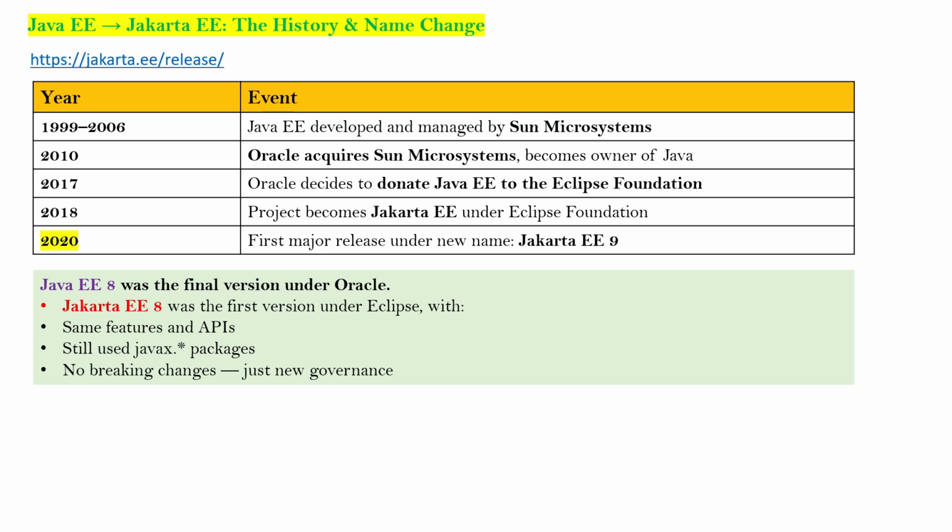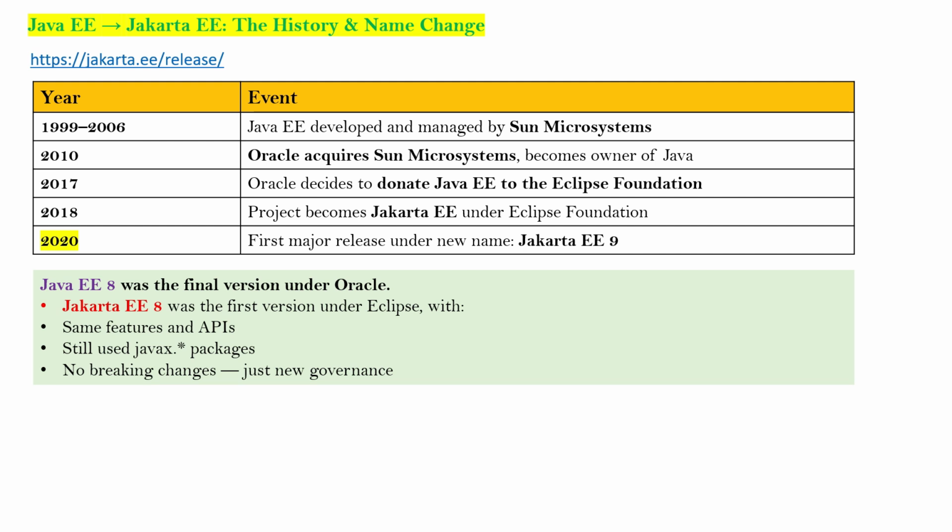That means from 2010 till 2017, Java Enterprise Edition, which is a set of specifications for developing enterprise applications, was completely owned by Oracle. But in 2017, they decided to donate it to the Eclipse Foundation, which is an open source foundation. Then in 2018, after donating Java Enterprise Edition to the Eclipse Foundation, it was renamed to Jakarta Enterprise Edition under the Eclipse Foundation. And after that, in 2020, the first major release under the new name was launched as Jakarta Enterprise Edition.